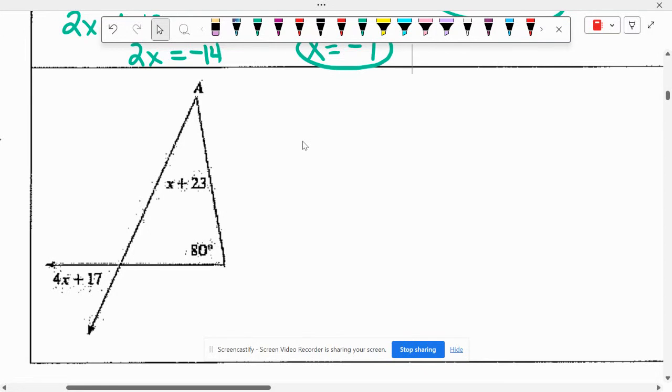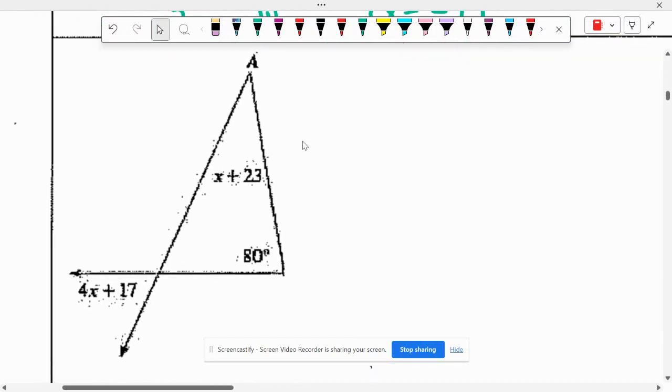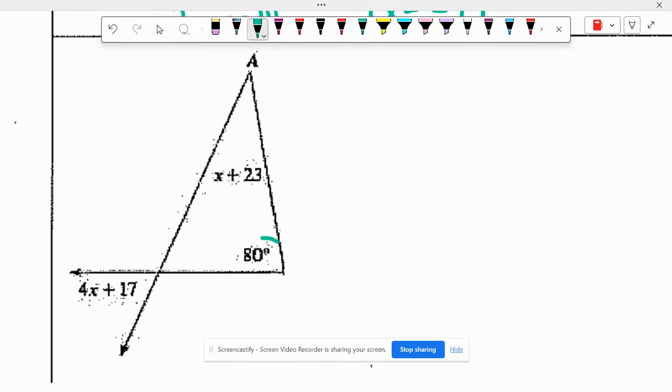So someone tell me some things that they know. What's something that you know? One of the angles is 80. Okay, I have an 80-degree angle measure. What else do I know? Where's 180 degrees? 4x plus 17 doesn't equal 180.